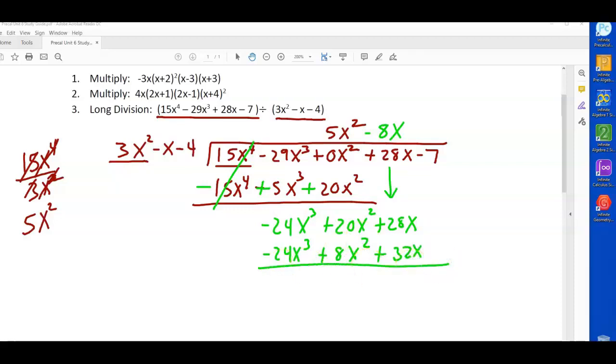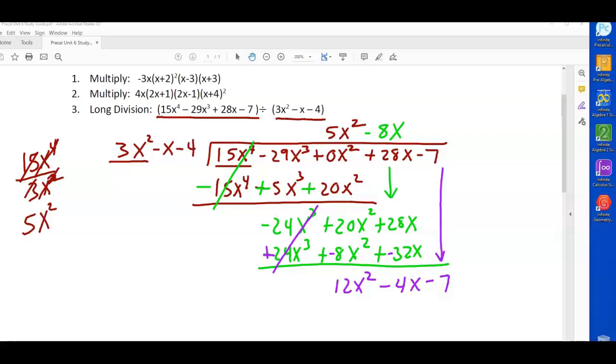And we're going to go through and change all these signs on the bottom because we're subtracting it. And then we combine the like terms. So that goes away. 20 minus 8 is 12. 28 take away 32 is negative 4. Bring down the 7 and repeat.